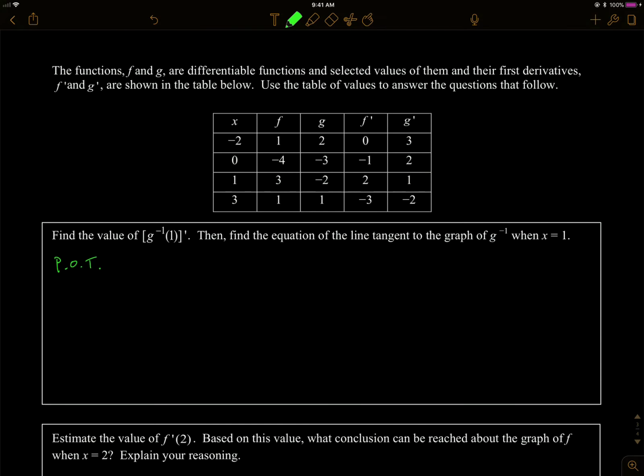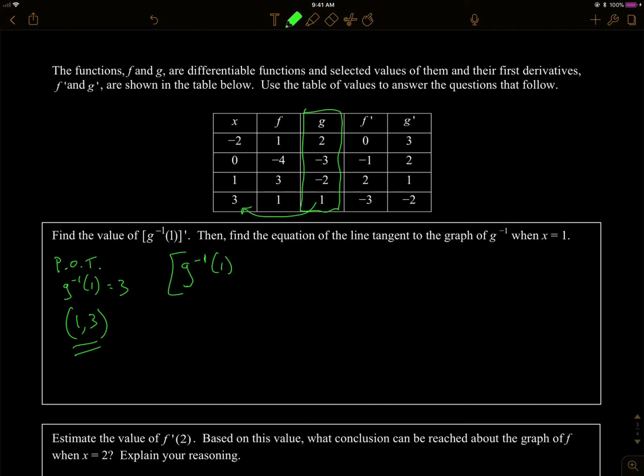So g inverse of 1, I look on the table under the y values for g, and I see 1 maps back to an x value of 3. So the y value on g is 1, and the x value is 3. That means my point on g inverse will be (1, 3), because for g inverse we flip the x and the y's.